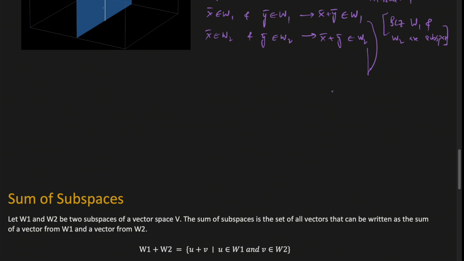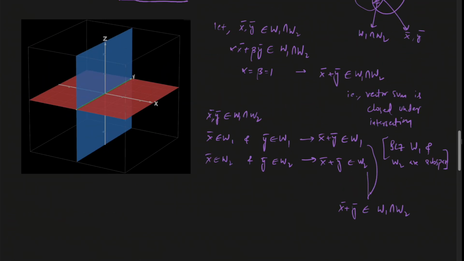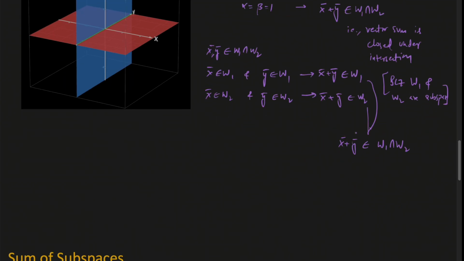So can we say that x plus y belongs to the intersection of W1 and W2? Because here we are saying that x plus y belongs to W1 and it also belongs to W2. This basically means that it belongs to the intersection of the subspaces. We began our proof from the statement that x and y belong to the intersection, and we ended up here that their vector sum also belongs to the intersection. So we have proved that for any two vectors x and y which belong to the intersection of two subspaces, their vector sum also belongs to the intersection of those two subspaces.